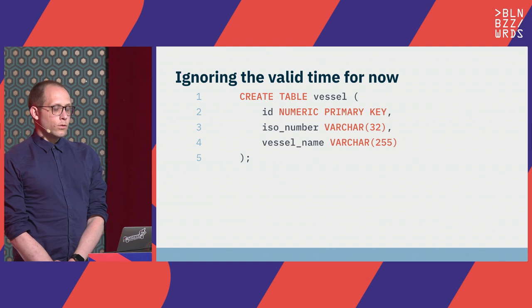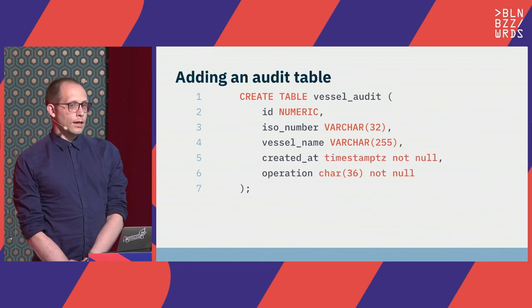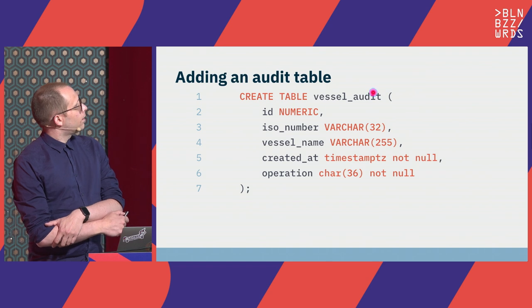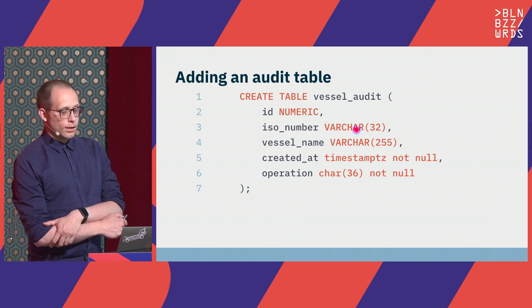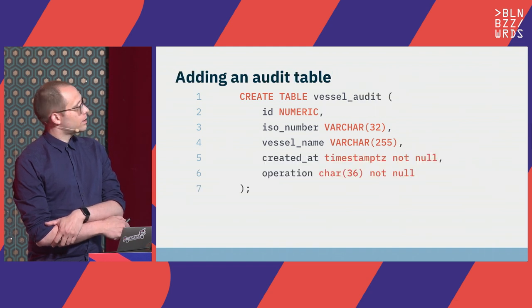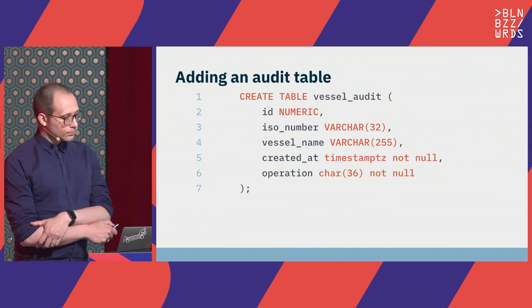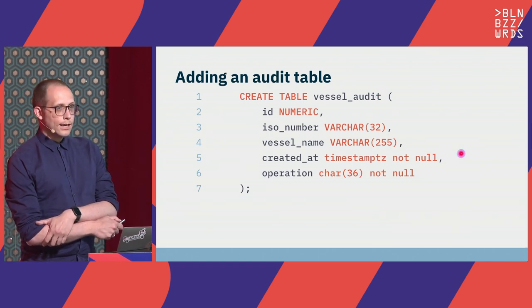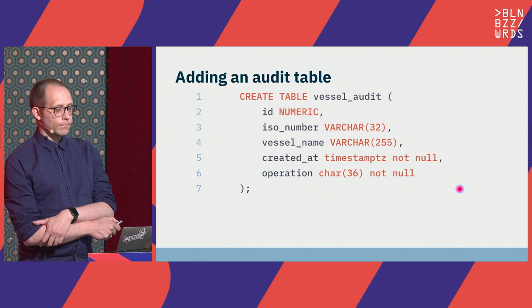To track the history, we need to create an audit table in this case. We call that vessel audit. It has an ID, no primary key here. So in this table, ID is a primary key. On this table, it is not. We also have the ISO number and the vessel name. And we have a column created at and a column operation.